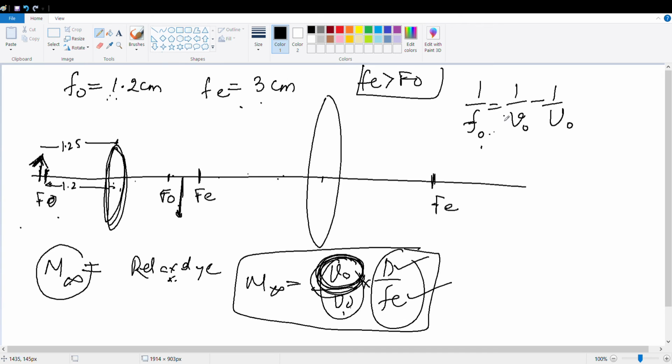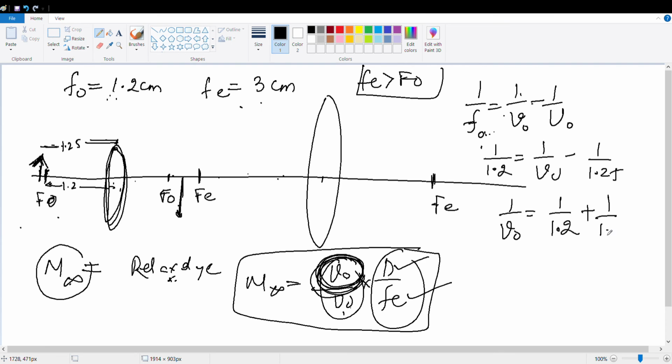So 1 by F naught equals 1 by V naught minus 1 by U naught. F naught is 1.2 centimeter. You have to find V naught. And what is U naught? 1.25 centimeter. The object is placed 1.25 centimeter in front of the objective lens. So U naught is 1.25 centimeter. So 1 by V naught is nothing but 1 by 1.2 plus 1 by 1.25.